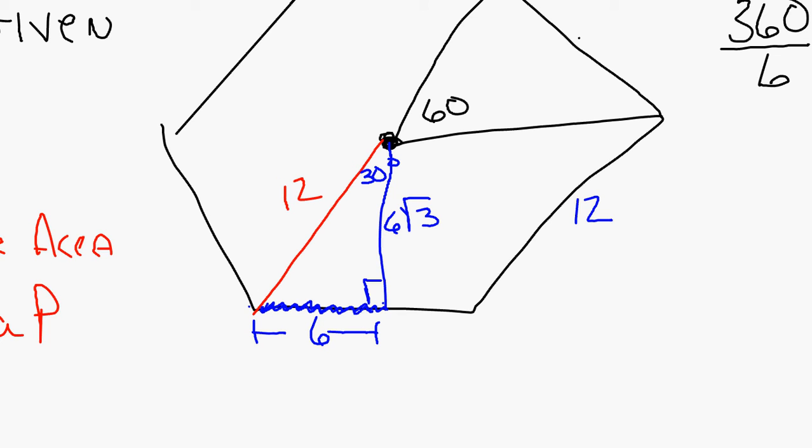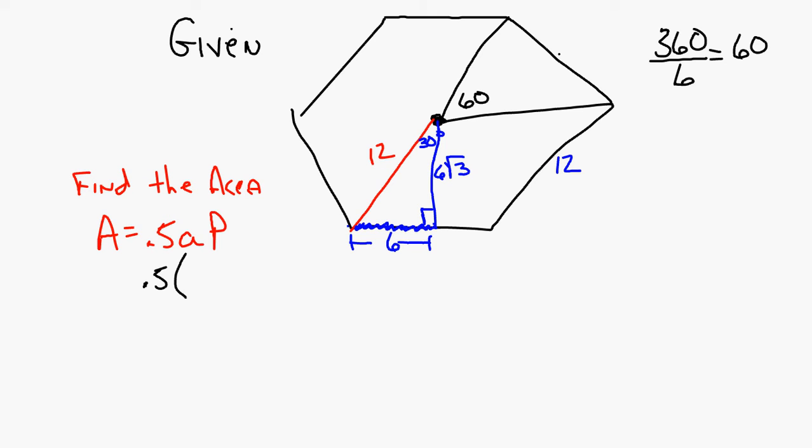So sometimes, or hopefully it won't happen, you're going to be given a picture, and if you look at it and you just keep staring at it, you're going to think, I'm not given enough information here. But once you start drawing or working with the figure, you're going to see that you've got all the information you need. So the area here is going to be 0.5 times the apothem, which is 6 radical 3, times the perimeter, which is 6 times 12 is 72.